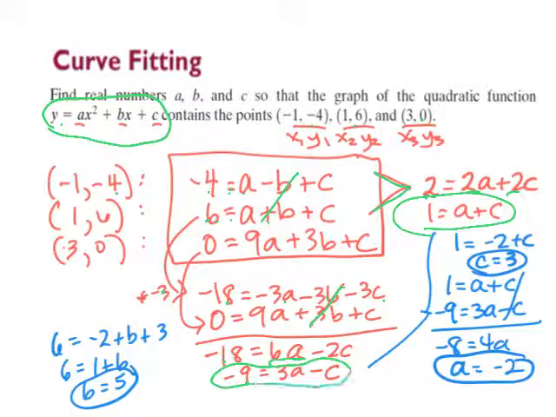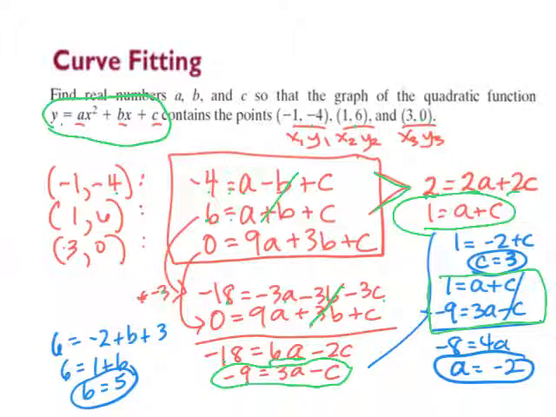And then I had to combine these two. So what I was able to do there was I just added them together, and I did that right here. So 1 minus 9 is negative 8. A plus 3a is 4a. The c is eliminated. Divide by 4, you get a is negative 2.